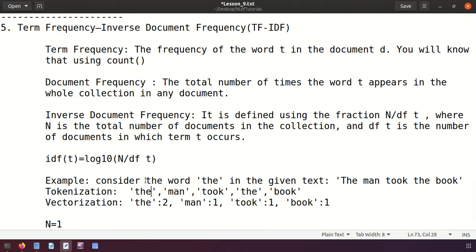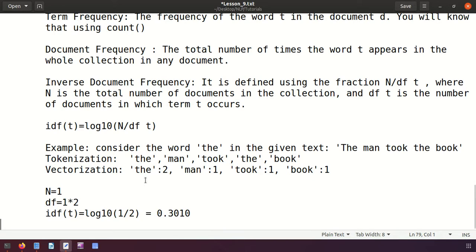Let's have an example. You will understand better seeing this example. So consider the word "the", this article, in the given text, "the man took the book." How many times is it repeated? So we have a single document. You consider this sentence as one document. So we have only one document. Let me first tokenize.